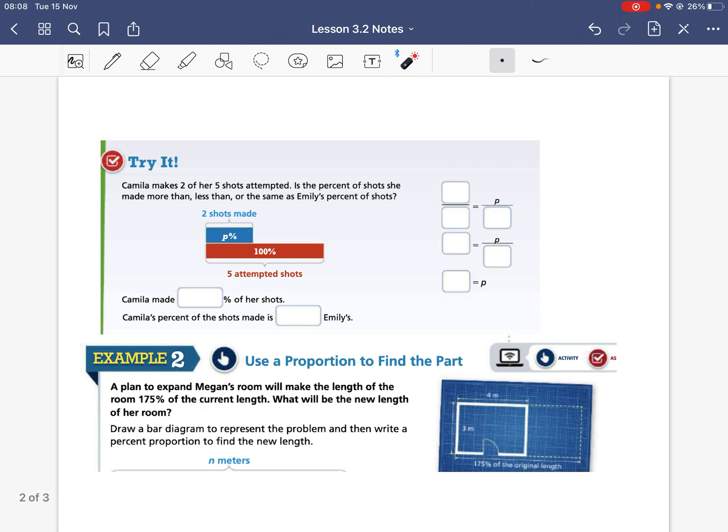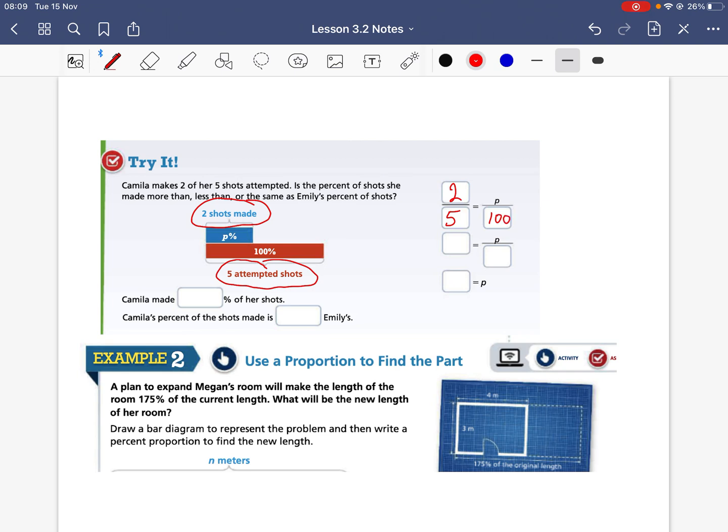So in this question here, go ahead and pause the video and then do the try it. Camila made 2 of her 5 shots attempted. Is the percent of the shots she made more than, less than, or the same as Emily's percent of shots? So we're comparing this to example 1. So we first need to think about how many shots did she make? She made a total of 2, so that is our part. How many attempted shots did she take? She took a total of 5 shots, okay? And P is out of 100.